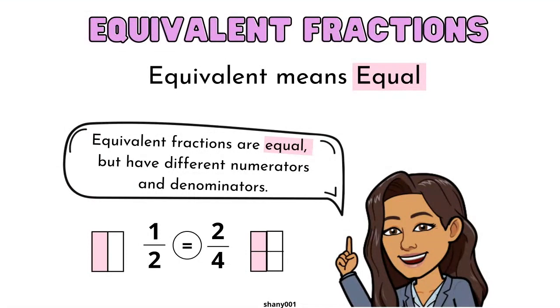Equivalent fractions. Equivalent means equal. Equivalent fractions are equal, but have different numerators and denominators. Here's an example. I have 1/2. I go ahead and draw my 2 parts. 1 is shaded in.